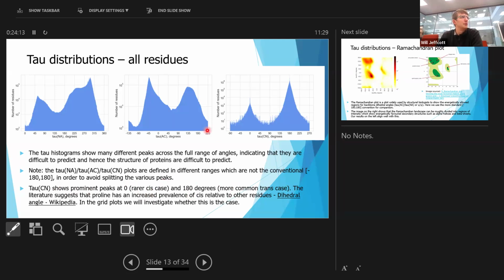One thing I noted from the literature when reading about these dihedral angles is that it suggested that proline has an increased prevalence of the cis case, so the 0 case, relative to other residues. So by splitting into the various residues, I thought it would be good to investigate whether this is the case in our data.